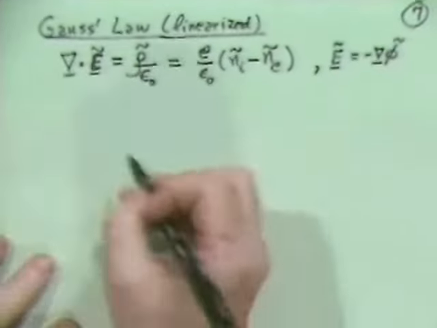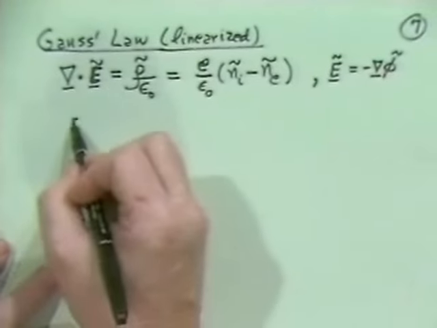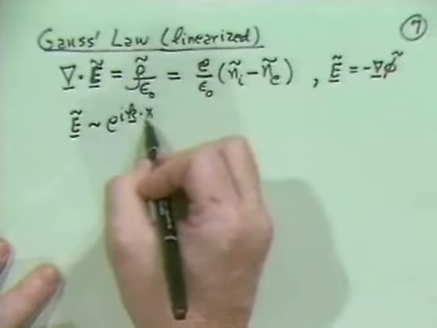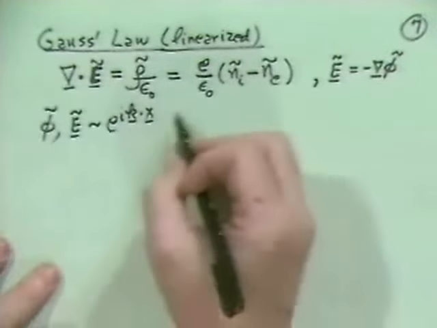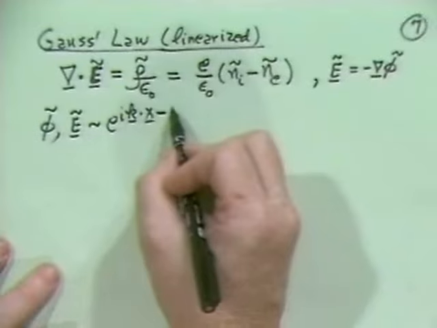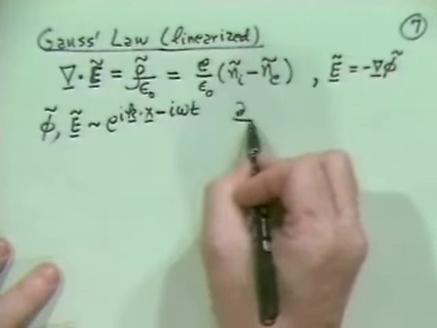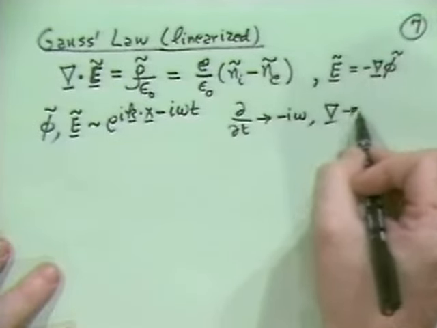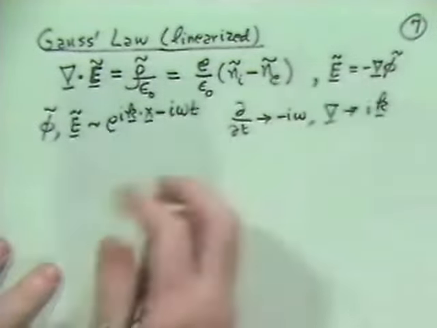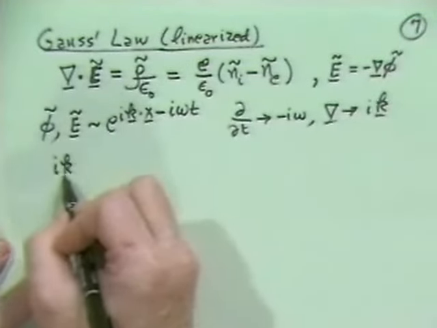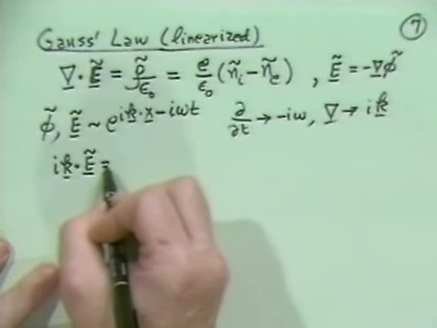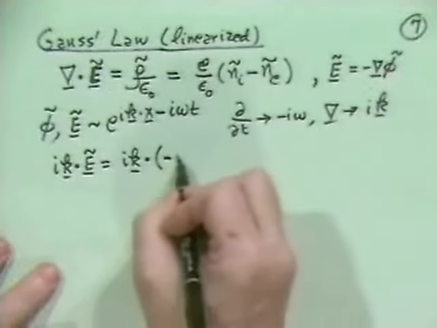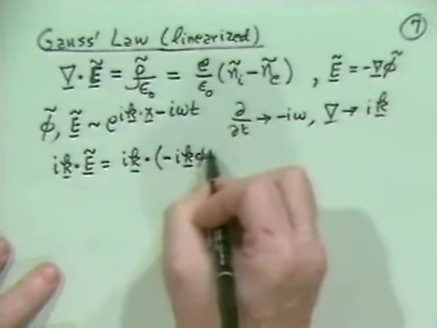The next thing we do is suppose wave-like solutions. So we suppose that both phi tilde and E tilde go like e to the i, k dot x minus i omega t. And again, partial with respect to t goes to minus i omega, and gradient goes to ik. So our equation becomes ik dot E tilde equals ik dot, electric field is then minus ik phi tilde.